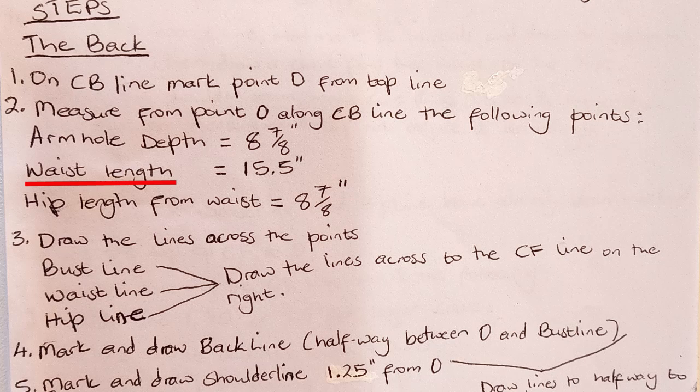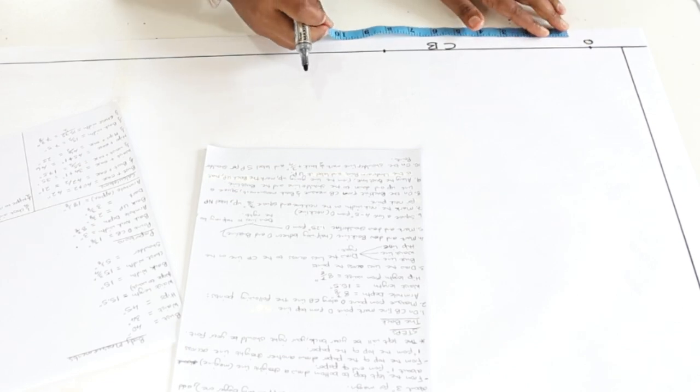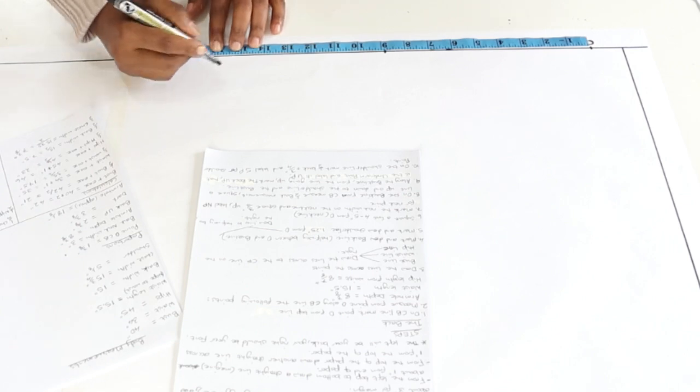And then we're going to measure the waist length. That is the measurement from the neck up to the waist at the back. And in my case, it is 15.5 inches. So that is what we are going to measure starting from 0. We measure down 15.5 inches, and then we make a mark.